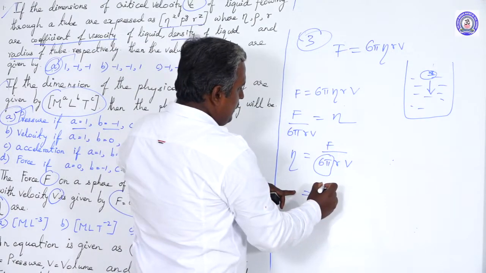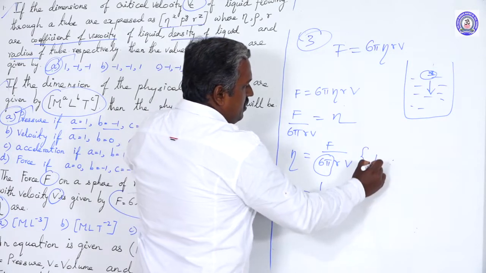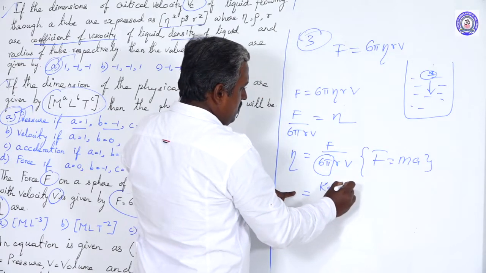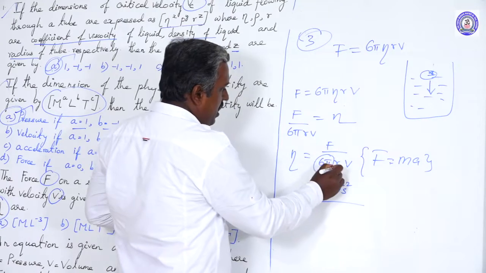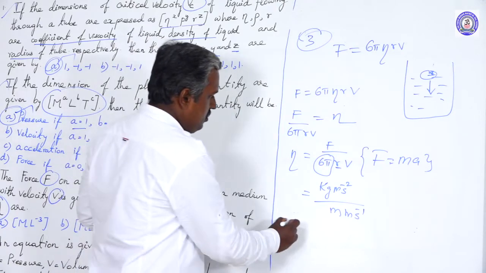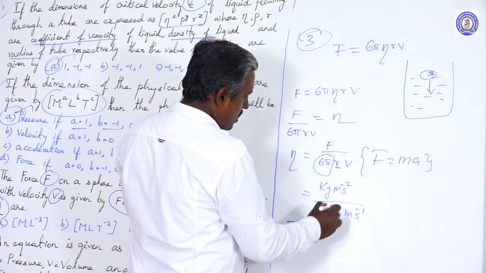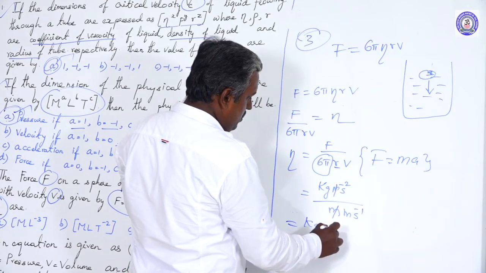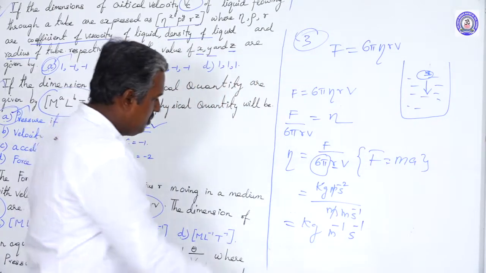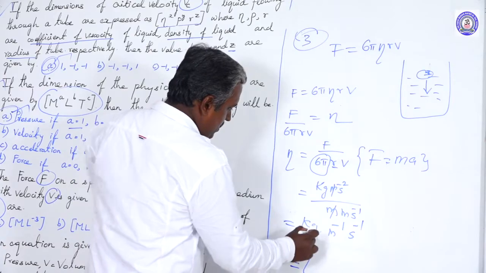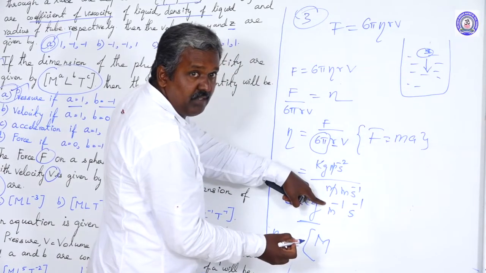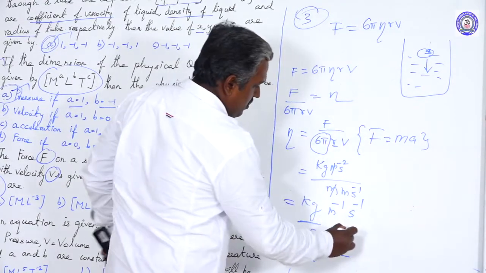For F, formula F is equal to MA. So unit kilogram meter per second square. Leave it, this is constant. For r, meter. For velocity, meter per second. Correct? So kilogram cancelled. So m power minus 1, s power minus 1. Clear? So dimensional formula for this: meter, what is meter? Unit of length. So its dimensional formula here, L power 1.